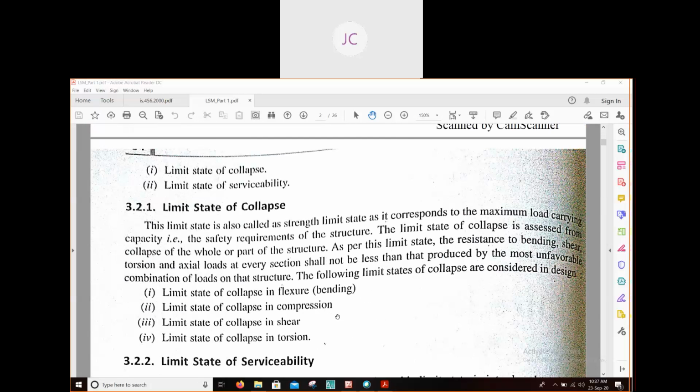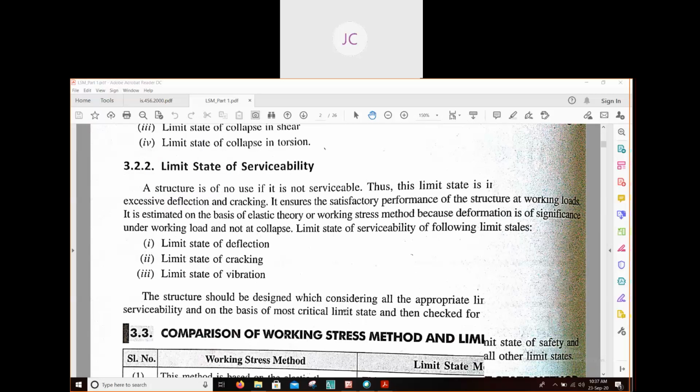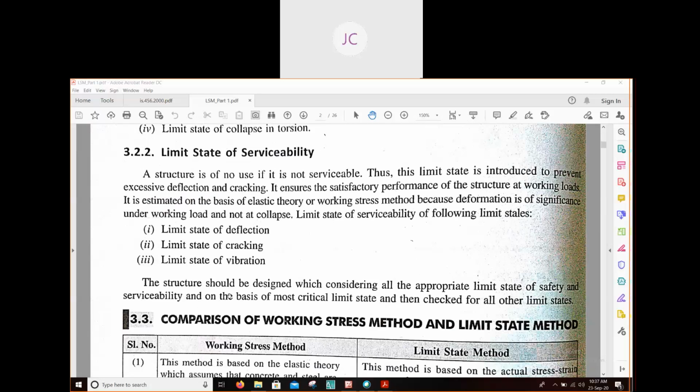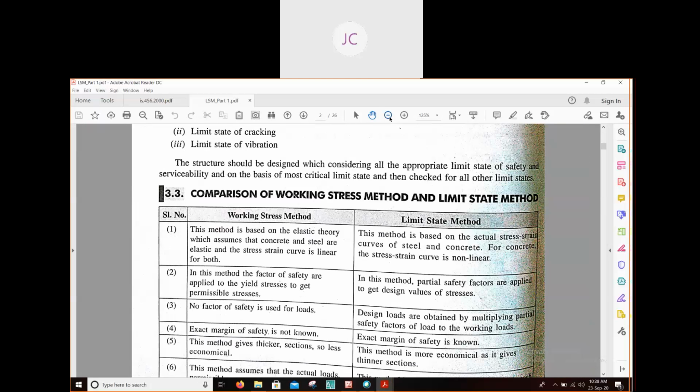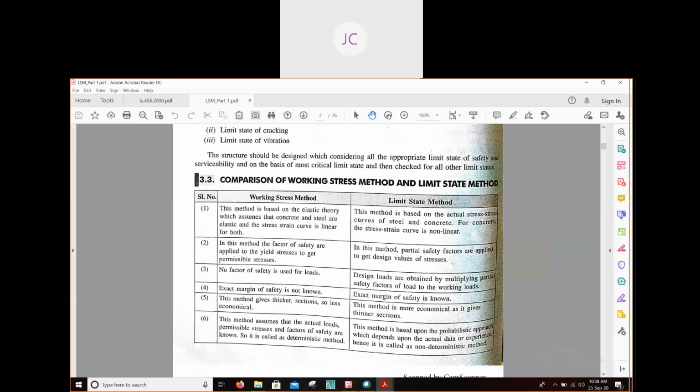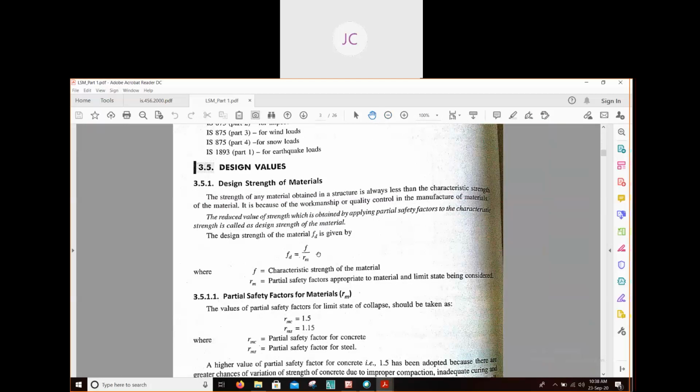Okay, this is our limit state of collapse. This is our limit state of serviceability. Then we can compare what is the limitation of working stress method and what is the advantage of limit state method. Everything you can see here in this PDF. These things were already discussed, so I'm not going through them. So design strength, this is the thing we have got in IS 456.